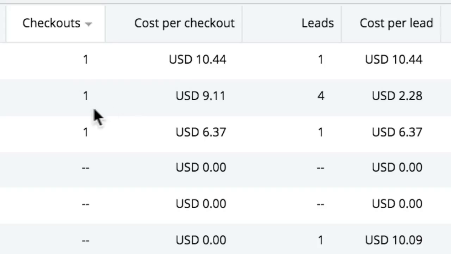And that cost $10.44. From a different ad, same idea here, I ended up with 4 leads for $2.28. Cost per checkout was $9.11. And then we have another one here where the checkout was $6.37. That's pretty darn good so far. Now, these will probably creep up over time, but so far this is looking really, really good.